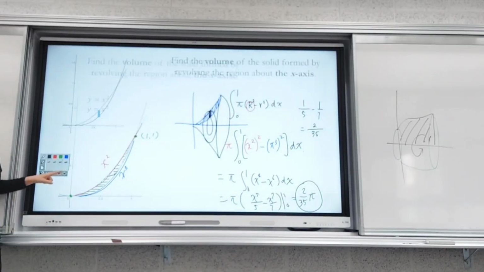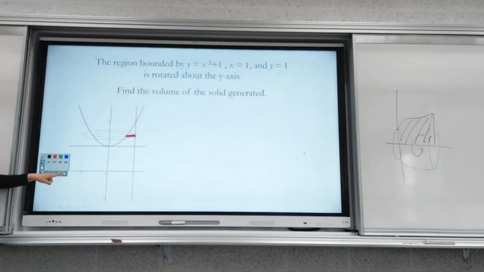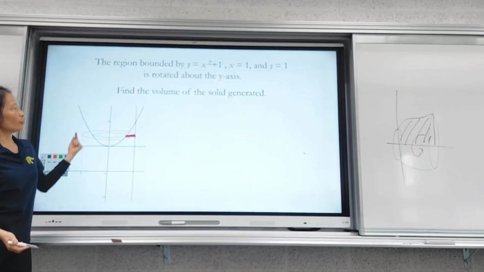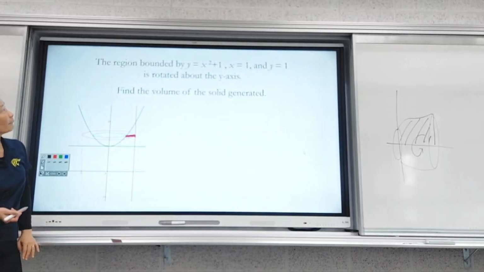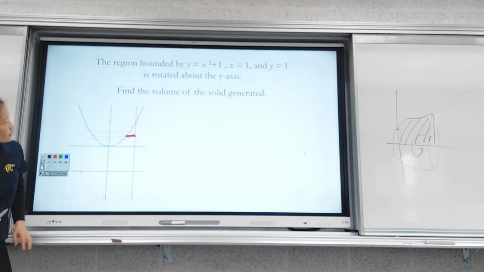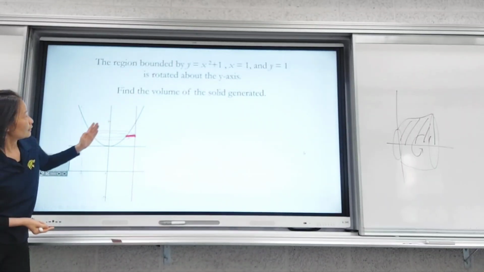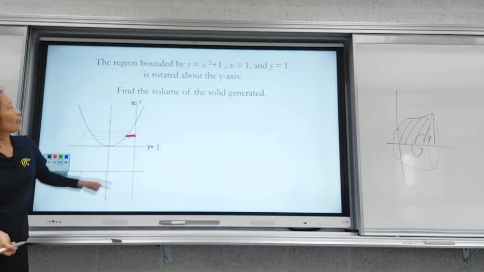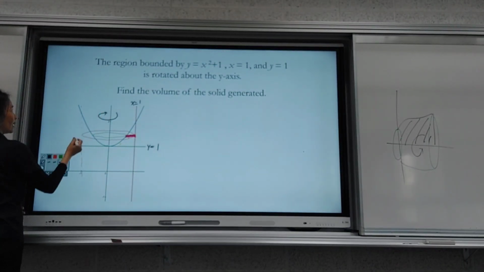Okay, let's move on to the next. Okay, next one is going around the y-axis or x equals a. In this case, you go around the y-axis, so it's horizontal, and your slice is a horizontal slice. The region is bounded by these two graphs. So you see the blue curve and y equals 1, x equals 1. You have to figure that out yourself and revolve around the y-axis. So I'm going around this way, the y-axis.